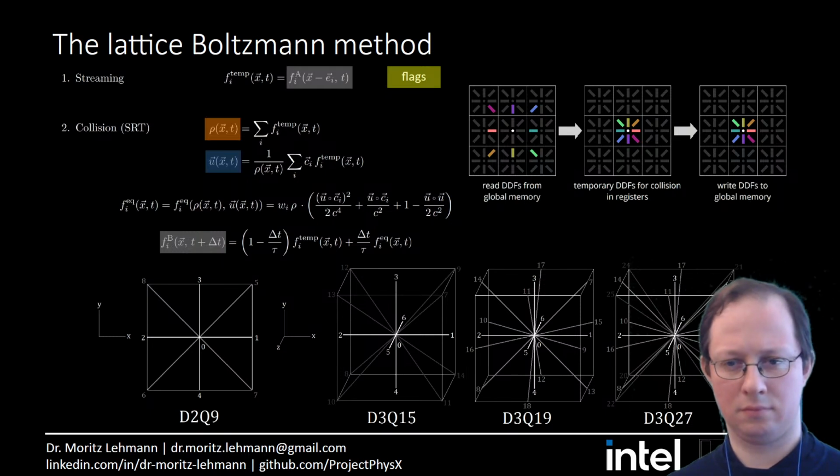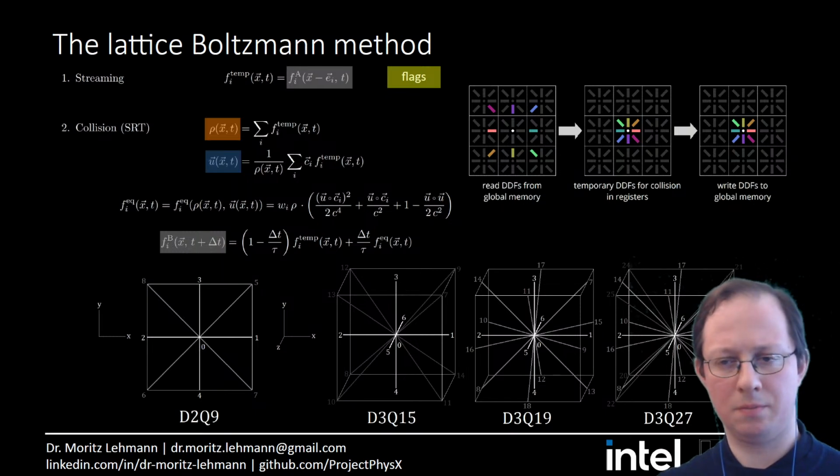It's called the push scheme. Here what I show is the pull scheme. And this is the 2D discretization. In 2 dimensions, you have 9 of these density distribution functions per grid cell. So 1 for the center cell and 8 for the surrounding cells.